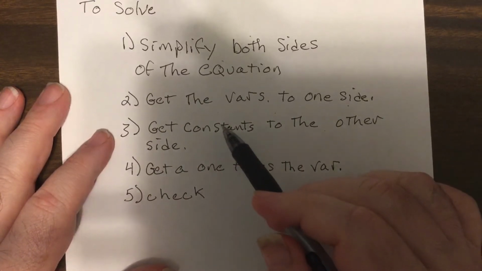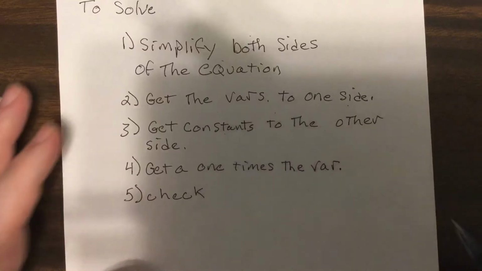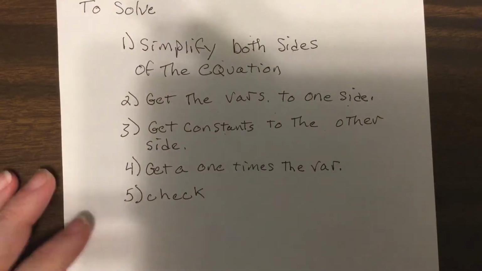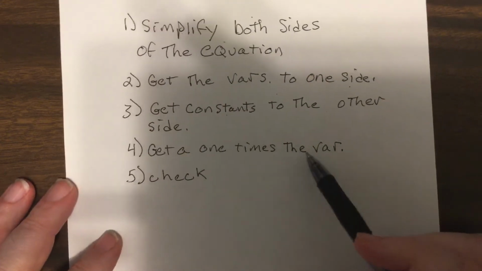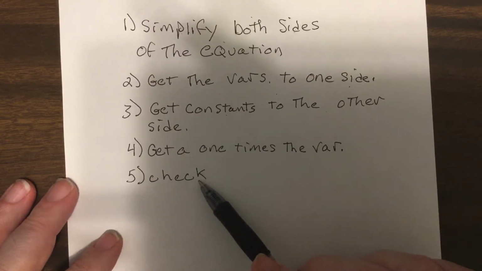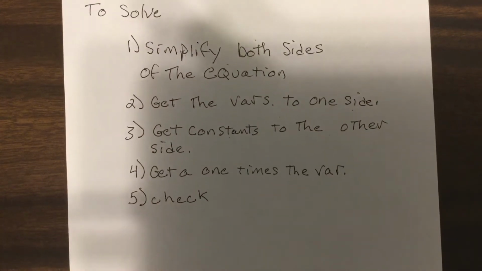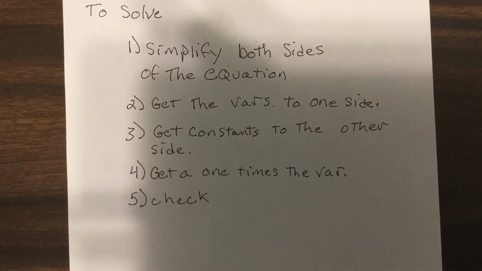Now, a constant is just a number. So the numbers that don't have a variable, we get them on the other side of the equation. And then get a 1 times the variable, and then check. Now, you do your check inside your head. So let's look at a problem.